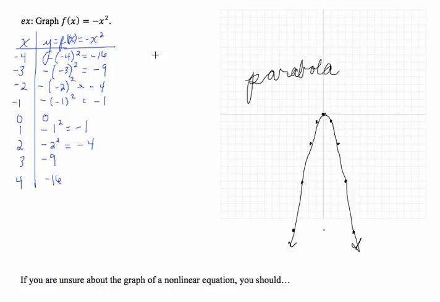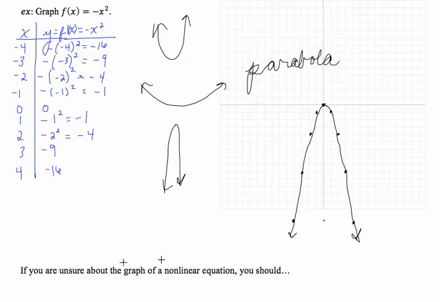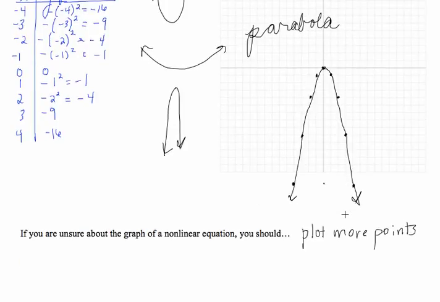Some open up, might open like that. Others open down like that. Some might be wide. Some might be really, really skinny like this. Depends on the numbers. Okay, now if you're unsure about what the graph of a nonlinear equation looks like, you should plot more points. Until you learn what their graphs do look like, plot more points until you get a better graph, to make sure you get an accurate shape.